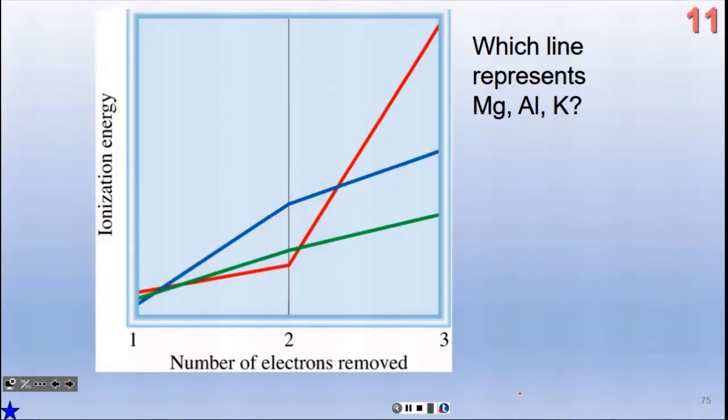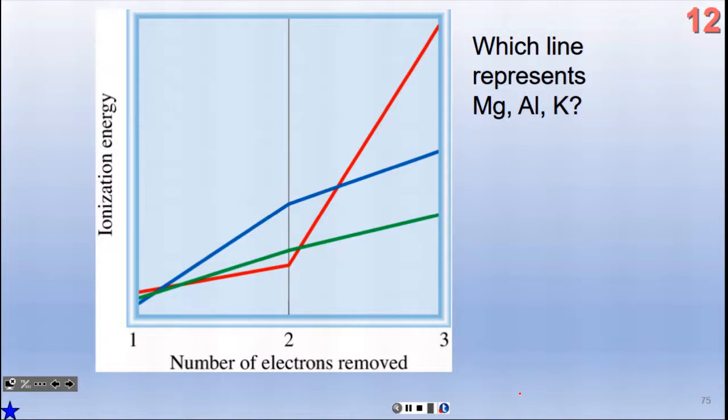Okay, now here's another one. This is a different graphical representation. We don't always like graphical things, but we need to think about them gradually. And we've got three elements: magnesium, aluminum, and potassium. It helps us to think about these in this fashion. The first one is all kind of similar. The second electron is easier and harder for some, but the third one is drastically different for the red line.